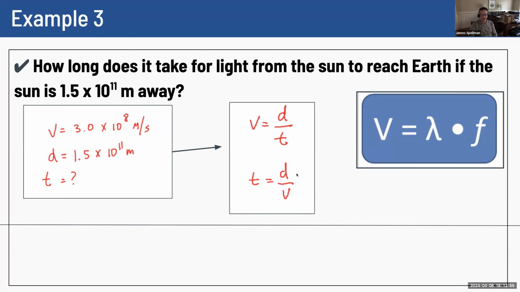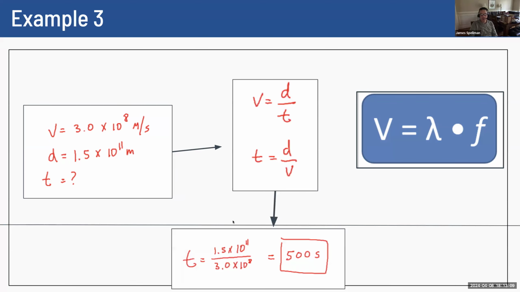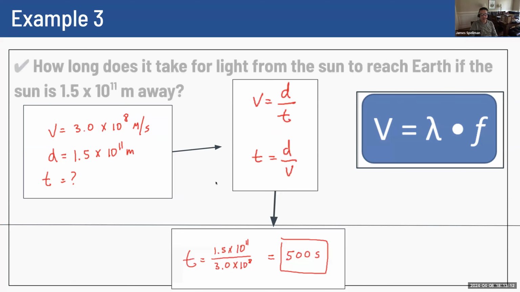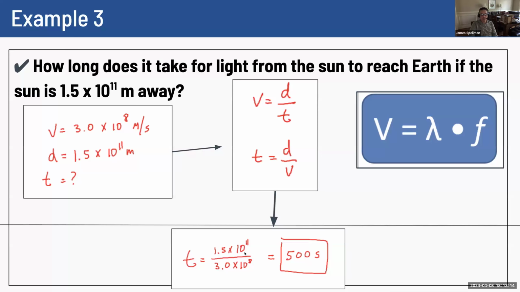So when you solve for T, D is still going to be on the top, but D and V switch places. To rearrange your formula, T equals D over V, or you could plug your numbers in and rearrange after that. But then we just stick it in the calculator because we know our distance and our velocity. So we put in 1.5 times 10 to the 11th and divide that by 3.0 times 10 to the 8th. And we get an answer of about 500 seconds, which is around 8 minutes. It's the amount of time it takes for light to travel from the sun to the earth.